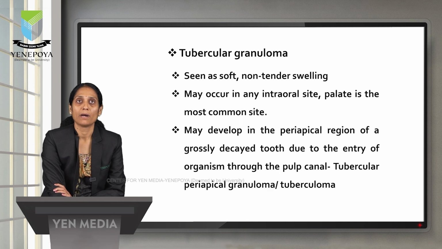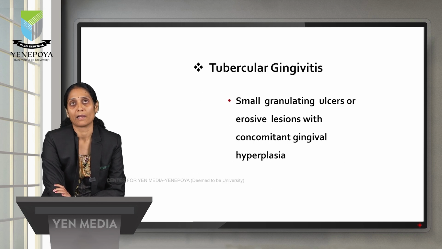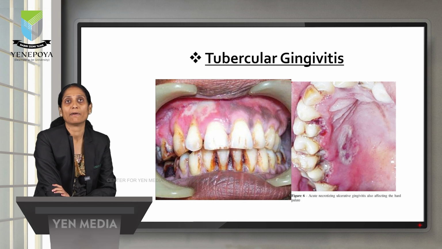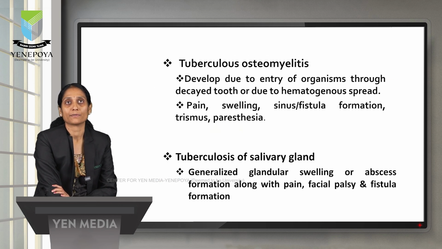Coming to tubercular granuloma, it is seen as a soft, non-tender swelling and may occur in any intraoral site. The palate is the most common. It may develop in the periapical region of a grossly decayed tooth due to the entry of the organism into the pulp canal. This is termed tuberculoma or tubercular periapical granuloma. Tuberculous gingivitis shows small granulating ulcers or erosive lesions which can be seen in the gingival interdental papillae areas, and gingival hyperplasia. This is the picture where we can see gingivitis because of tuberculosis.